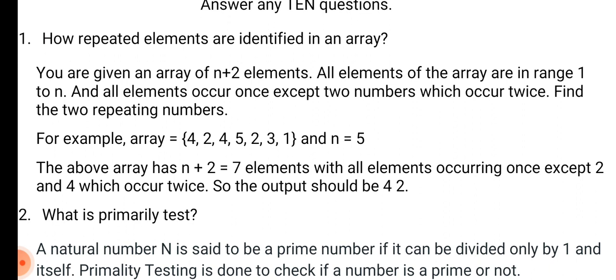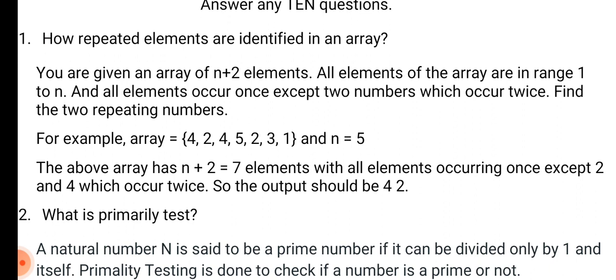First, 2 mark. How repeated elements are identified in an array. You are given an array of n plus 2 elements. All elements of the array are in range 1 to n, and all the elements occur once except two numbers which occur twice. The two repeating numbers are, this is an example array.